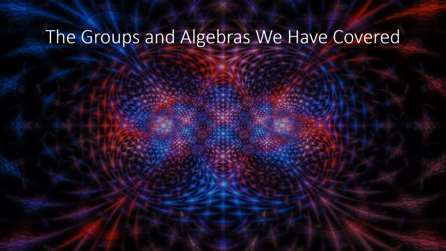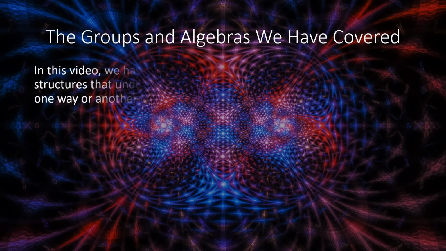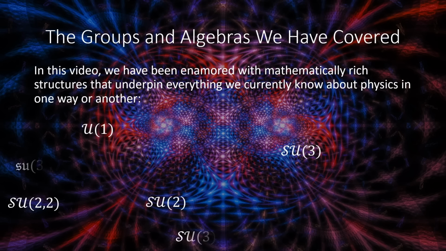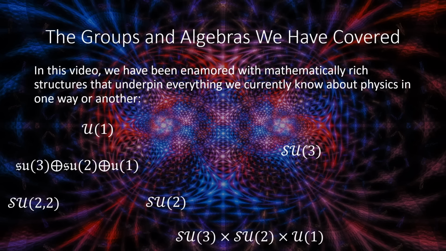Let's go over the groups and algebras we have covered. In this video, we've been enamored with mathematically rich structures that underpin everything we currently know about in physics in one way or another. Of course, we have our special unitary groups and unitary group. Then we have the Lie cross product as well as the direct sum.